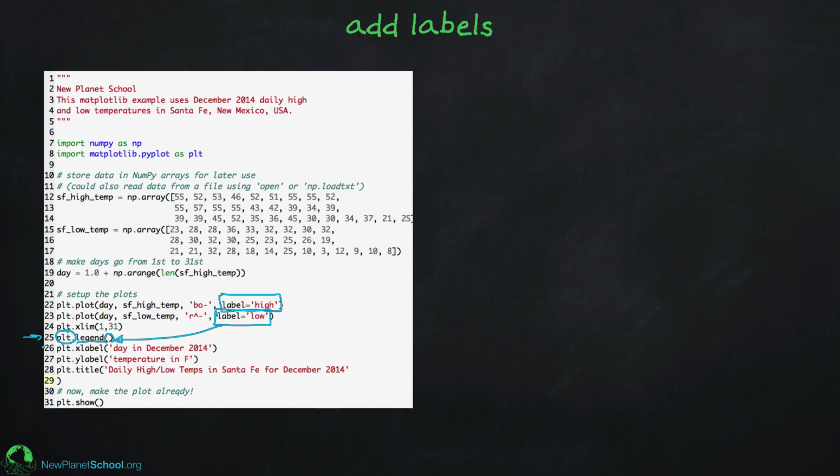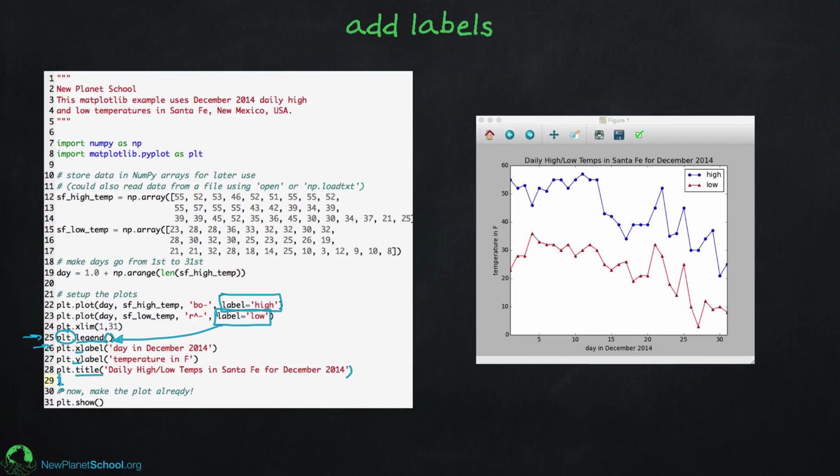Then I add three more things. Plot an X label, plot a Y label, and plot a title. And those should be pretty self-explanatory as to what those are. And this parentheses right here actually should be over here. Doesn't actually make a difference, but it certainly looks better. And then make the plot. So here it is. There's the plot. It has a title. It has the Y label. It has the X label. And it has the legend.